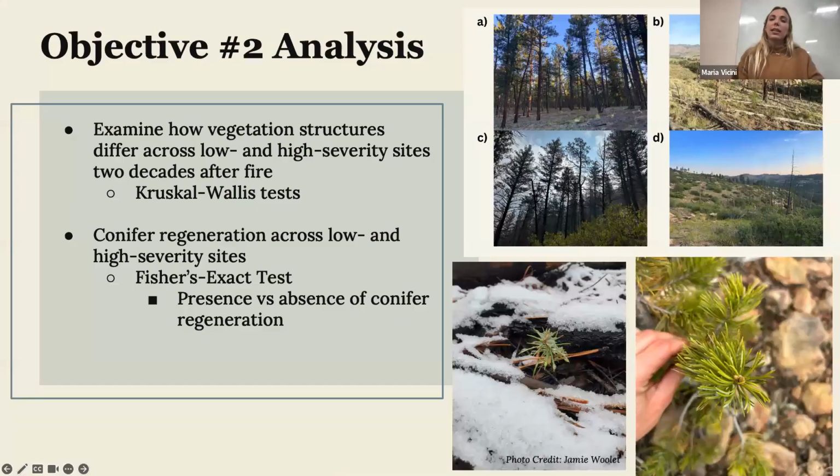For the objective 2 analysis, I examined how vegetation structures differed across low and high severity sites via Kruskal-Wallis tests, so essentially non-parametric ANOVA tests. And then to look at conifer regeneration across low and high severity sites, I ran a Fisher's exact test, which is basically a small sample version of a chi-squared test, to look at the presence versus absence of conifer regeneration at sites. And this included pinyon, juniper, and ponderosa pine or Doug fir.